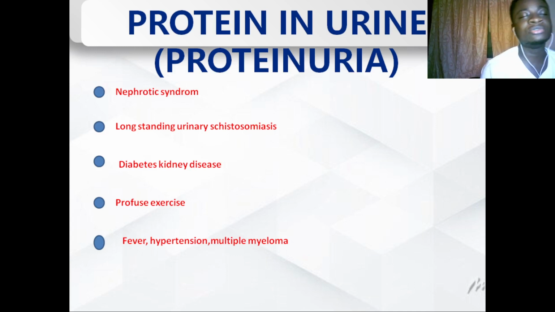Now, another condition that could cause protein in urine is long-standing urinary schistosomiasis. So if you live at places where schistosome is endemic, a patient comes and you look at the history of the patient, bathing in water, playing at places where schistosome is common, and you run the urinalysis test, and initially you see that there's blood in the urine, the color looks bloody.